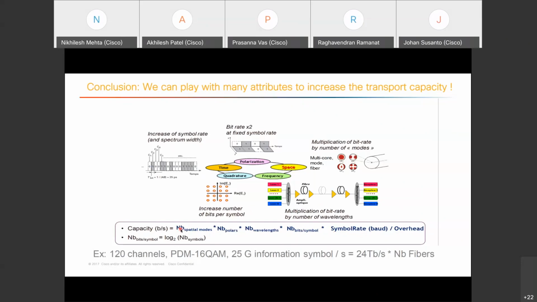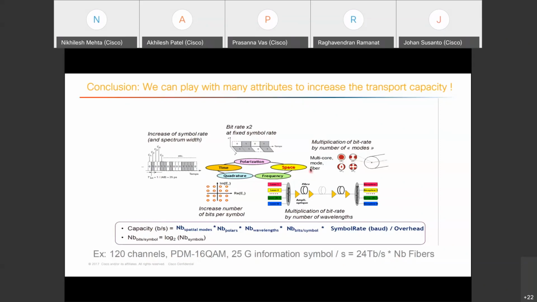If you see the example, there are 120 channels. You are using PDM, polarization division multiplexing, with 16 QAM, and each channel has 25 gig information symbols per second. So the total capacity will be 120 into 2 due to polarization division multiplexing, into 4 due to 16 QAM, into 25 gig. That comes out to be 24 Tbps, into the number of fibers due to spatial division multiplexing. So this will be your total capacity in the fiber.